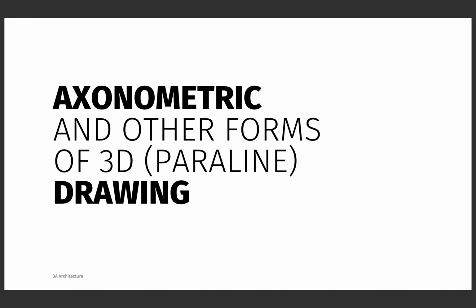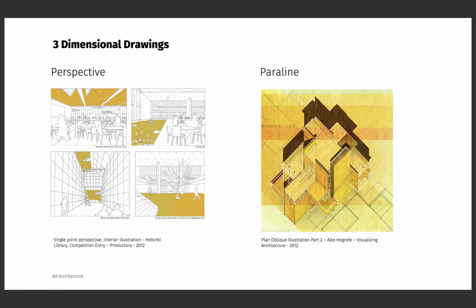Okay, in this video we're going to talk about axonometric and other forms of 3D paraline drawing. And that sounds like a lot of complicated words, but axonometric you'll be familiar with probably as 3D drawing that doesn't use perspective. It is a generic title, or a title that accurately describes this form of drawn projection. Also, it can be called paraline drawing. Okay, and what it does is it's distinct from perspective drawing.